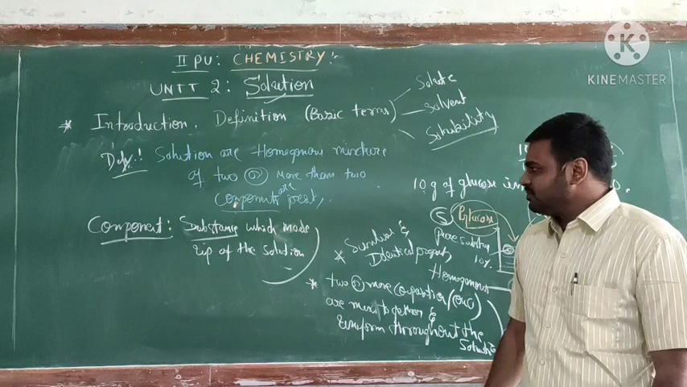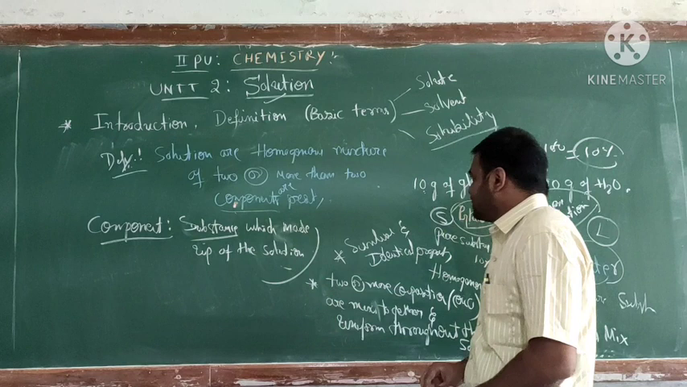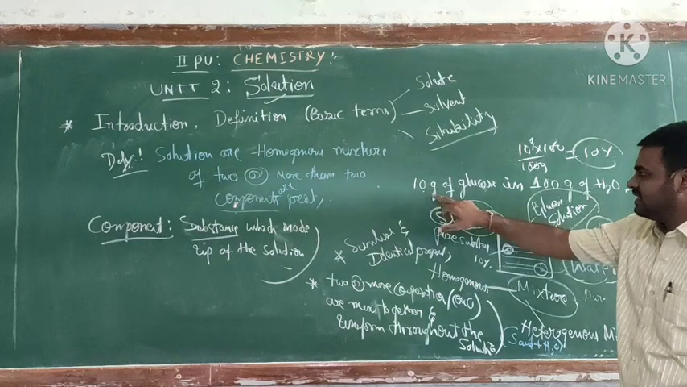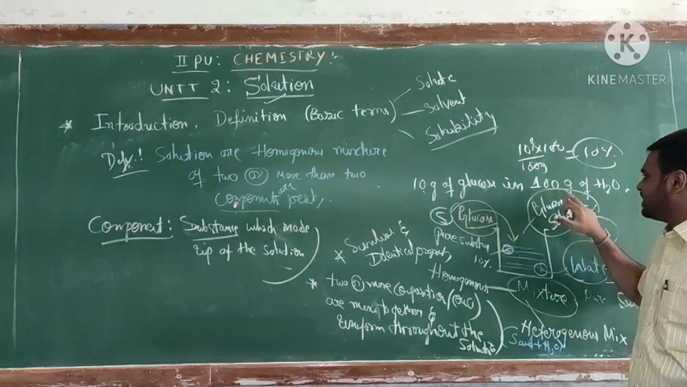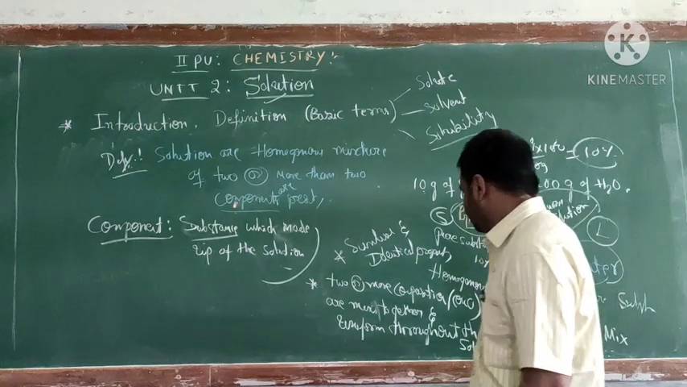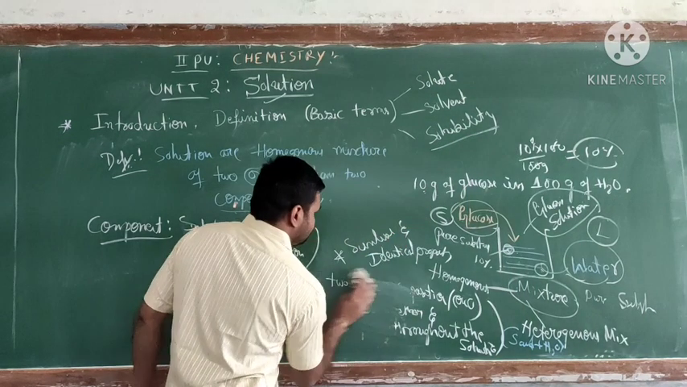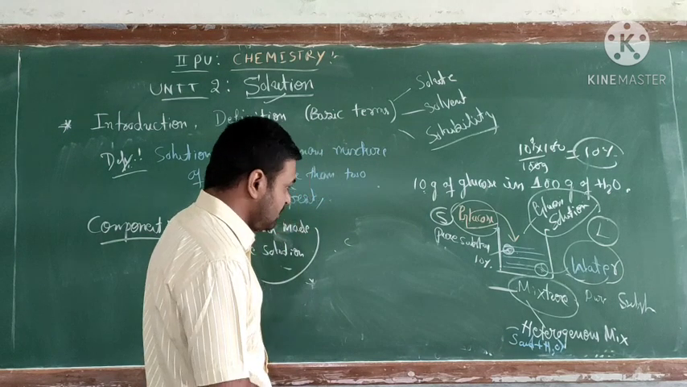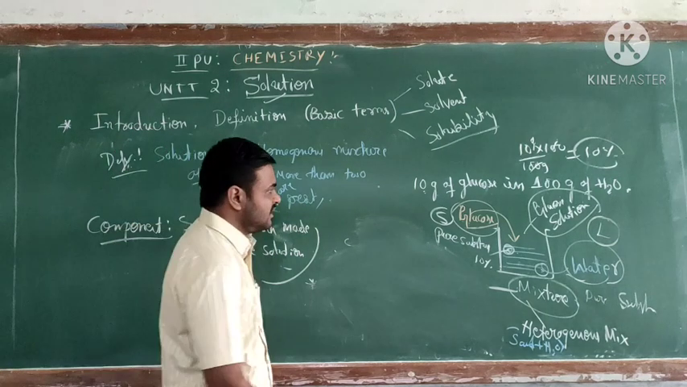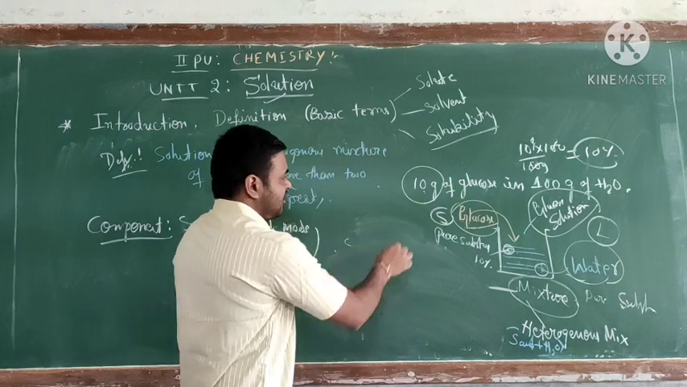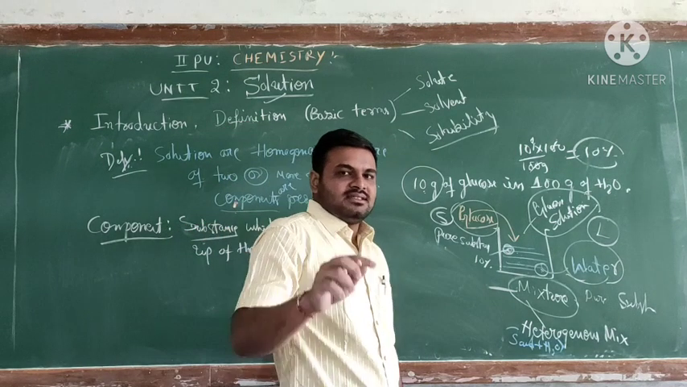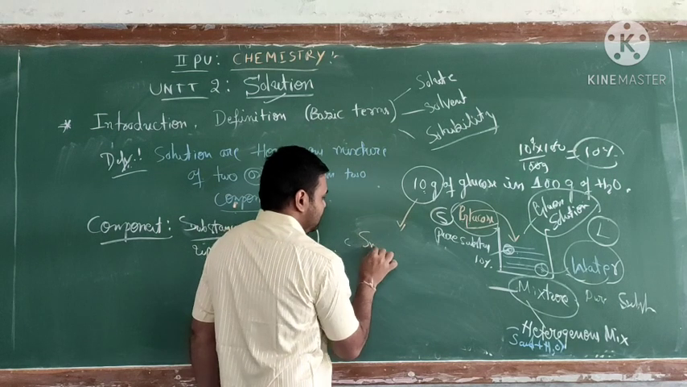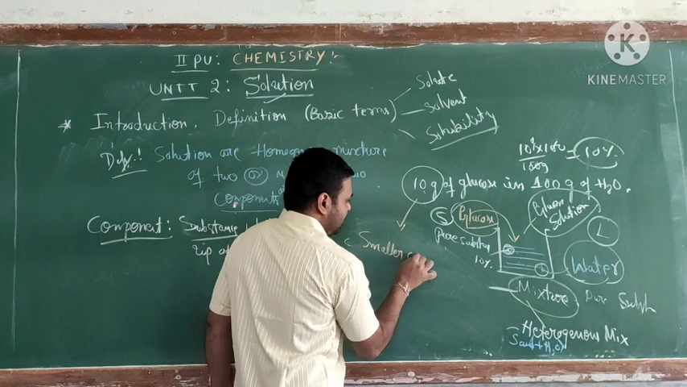Okay, so in this solution, do you observe it? 10 gram of glucose in 100 gram of water. What components are present? 10 gram. In this 10 gram, this is a smaller portion. This is a smaller component, right?